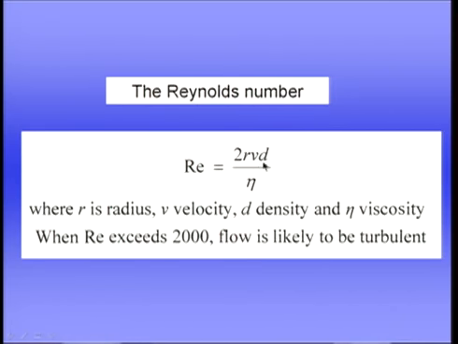Actually, if you look at the Reynolds number, what it's saying is that the Reynolds number is proportional to the inertial component, that's the velocity times the density, divided by the viscous component. So if you've got a high density gas, you're more likely to get turbulent flow. If you've got a very viscous gas, you're very likely to get laminar flow.